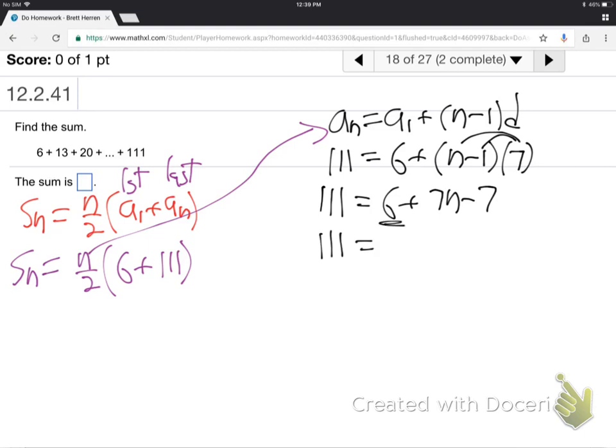Did you all see the d was 7? I went over that kind of quick. The difference is adding 7 each time, right? Everybody see that's the d? The difference, the jump from term to term, the d is 7. It's adding 7. 6 add 7 is 13. Add 7 is 20. So then we get minus 1 plus 7n.